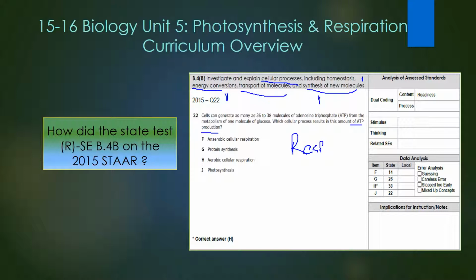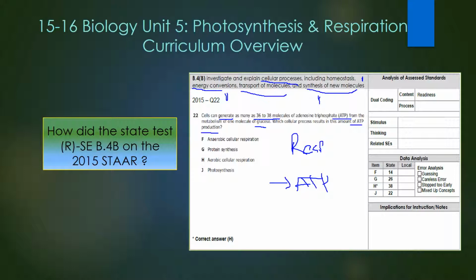Glad you asked. It says here that you generate as many as 36 to 38 molecules of ATP. You're generating, you're producing, you're making a new molecule, and this molecule is coming from glucose. So you're going from a molecule of glucose, which is the reactant, to produce ATP, which is the chemical energy in respiration. And so that is energy conversion as well as a new molecule being produced.